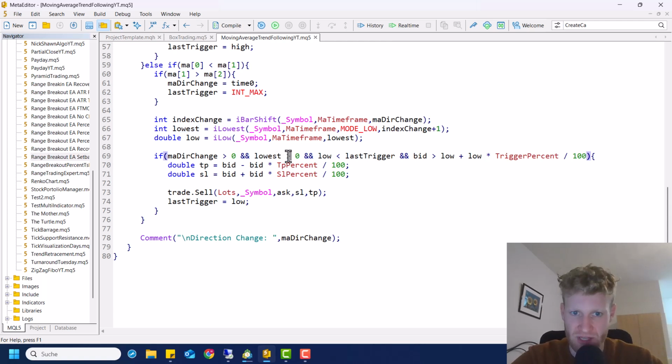By checking if it is greater than 0, this will make sure that it cannot be the current bar. This helps us if there's a really big bar and the price goes up and down. In my test, on specific occasions, it opened a lot of different trades in one single bar, and that's not really what we want.